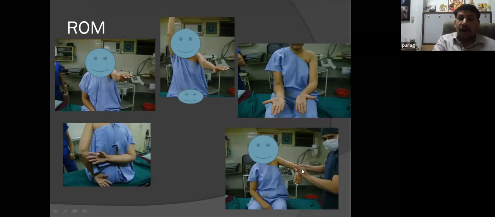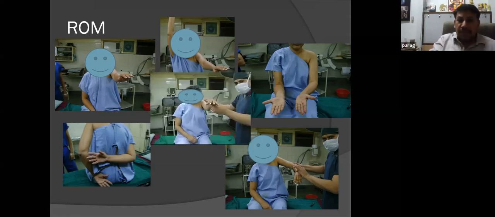And this is called ABER and ABIR. So what I'm trying to do is abduct the arm to 90 and look for internal rotation and external rotation. When both of them are restricted, it is usually a case of a frozen shoulder. So there is a global restriction of motion in a diabetic. Most of the times, unless proved otherwise, this is a frozen shoulder.